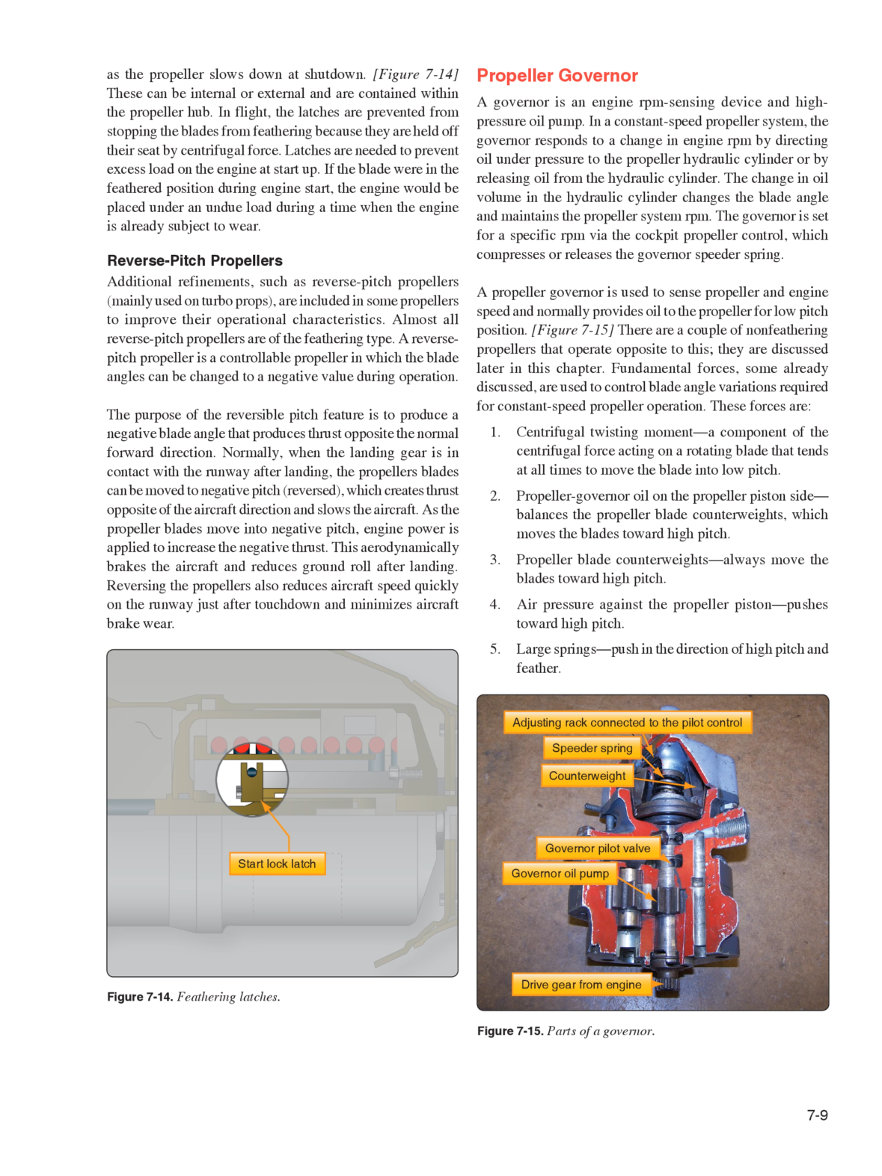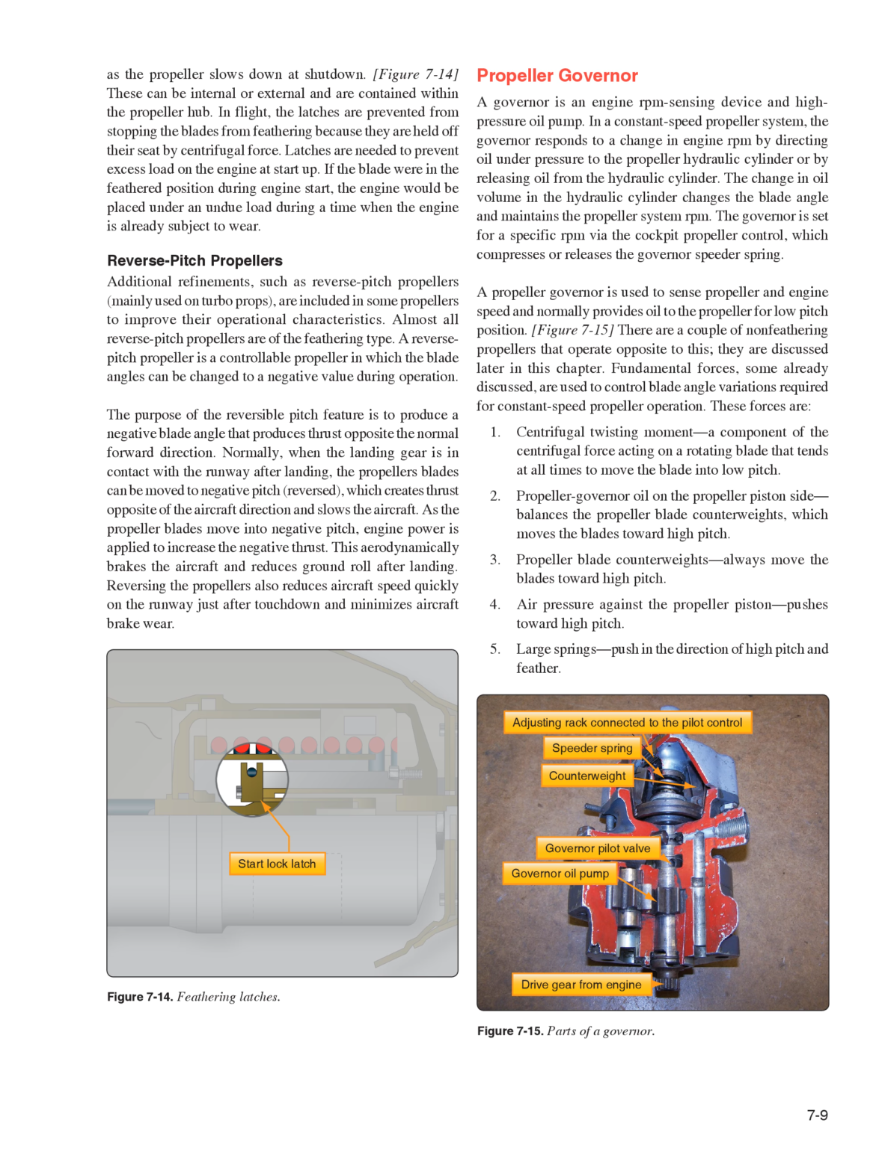Propeller governor. A governor is an engine RPM sensing device and high pressure oil pump. In a constant speed propeller system, the governor responds to a change in engine RPM by directing oil under pressure to the propeller hydraulic cylinder or by releasing oil from the hydraulic cylinder. The change in oil volume in the hydraulic cylinder changes the blade angle and maintains the propeller system RPM.